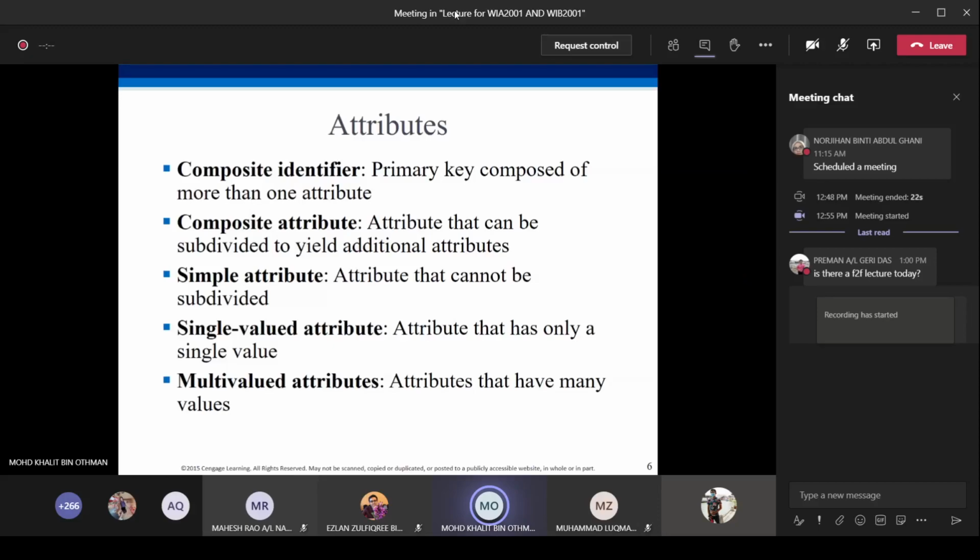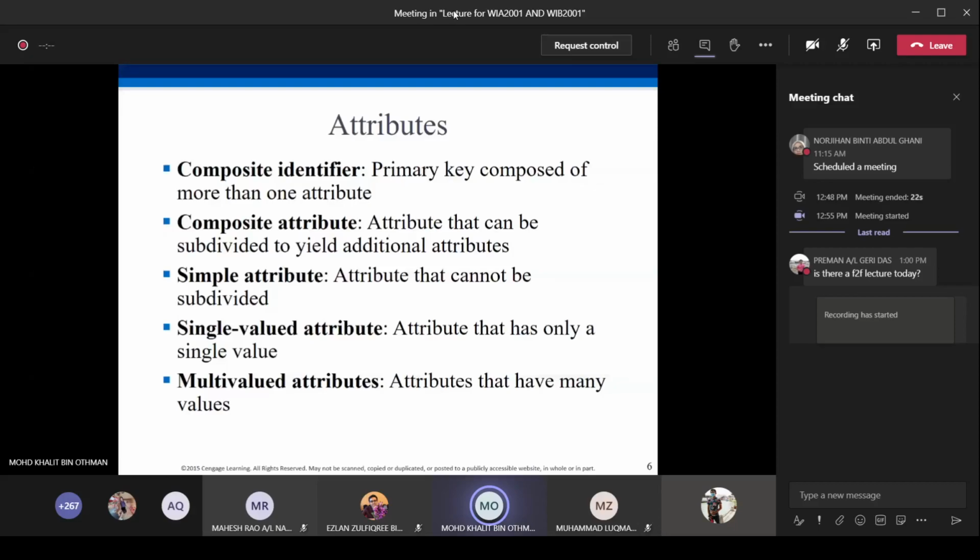And then single valued attribute. What is a single valued attribute? Single valued attribute is an attribute that has only a single value. For example, attribute ID number can have only one value. Another example is attribute product part can have only one serial number. So a single valued attribute is any attribute that has only one single value.